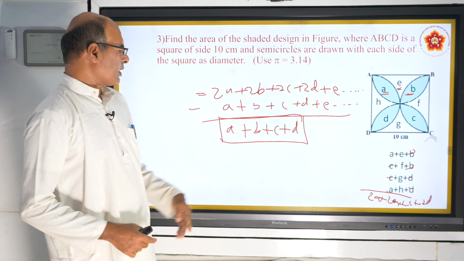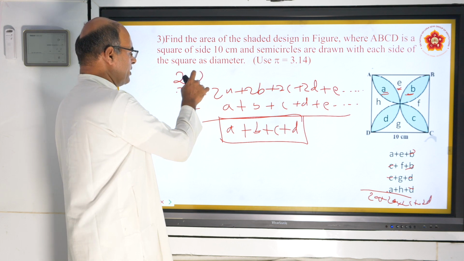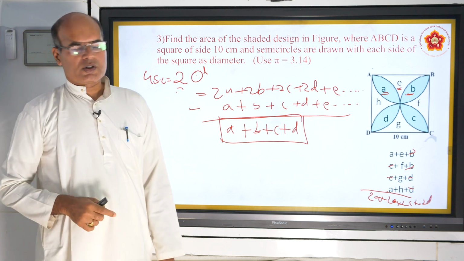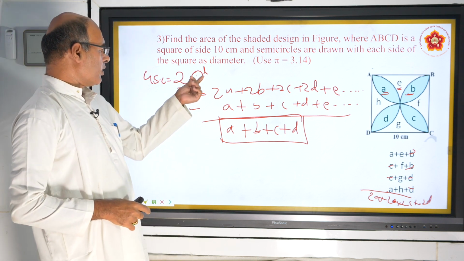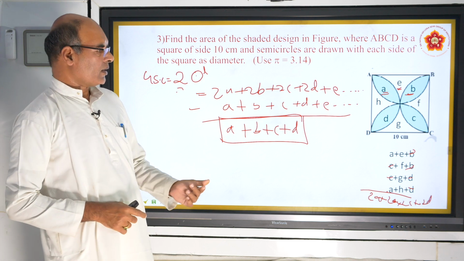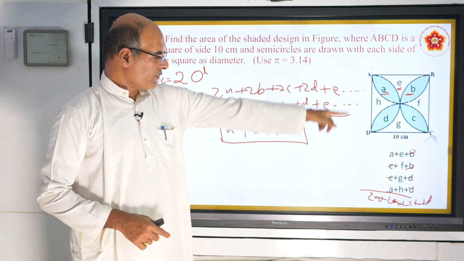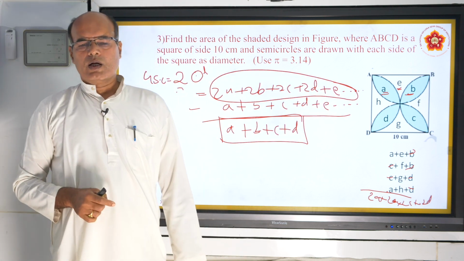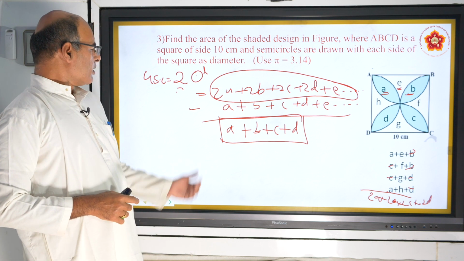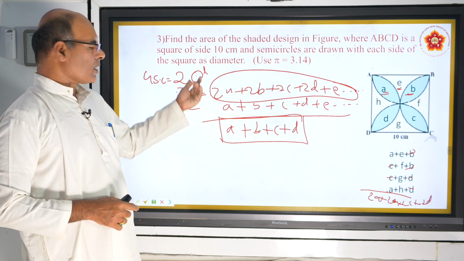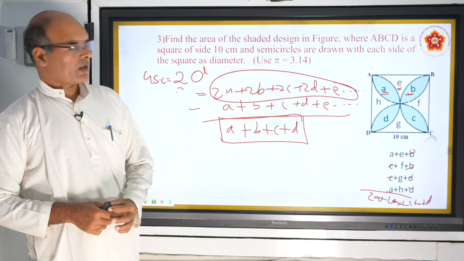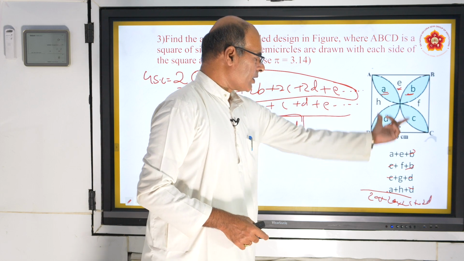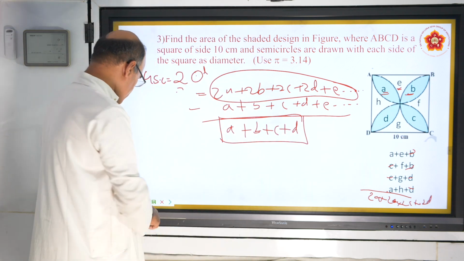So 4 semicircles is nothing but 2 circles. So we can use the formula 2 into area of circle, 2 into pi r square, to get the total area of all the semicircles. And the area of the square is very simple, L square, that is 10 square. So let us calculate.